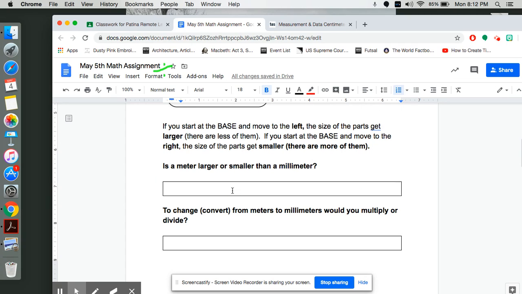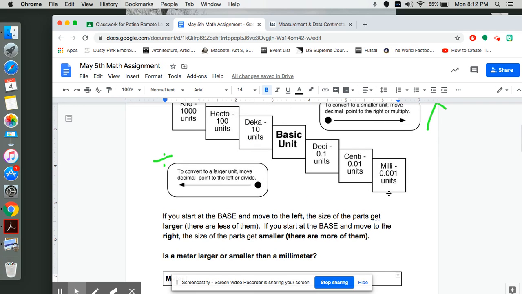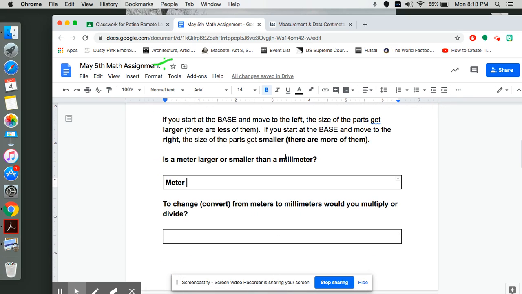So we kind of already talked about this in the picture I was showing you. So what's bigger, a meter or a millimeter? So a meter is going to be larger, right? Because you've got a meter stick, and the millimeters are the bottom of the scale here, and the meter would be right here at the base unit.